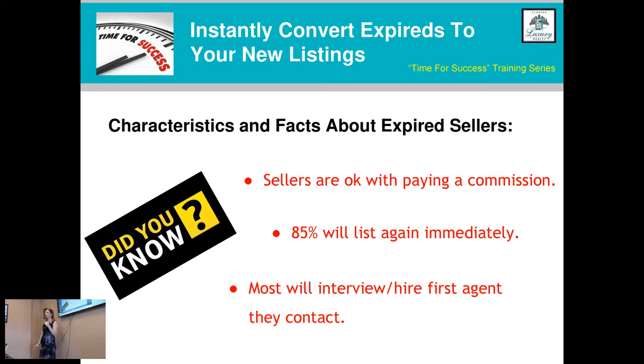Watch different videos on YouTube, different agents that are out there. Everyone has different approaches, right? Based on personality styles. 85% will list again. Oh, pretty good odds, right? If I knock on 100 doors, 85% of them are probably gonna list again. I just need to make the right contact with them, make the best first impression, and be the one in the door. Most will interview and hire the first agent they contact.